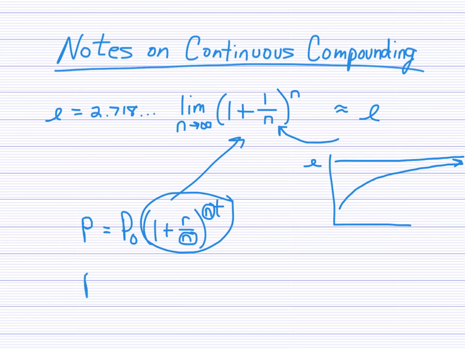And the formula becomes as simple as this. P sub 0, that's your initial investment, times E to the rate times time. And there it is. Principal times E to the rate times time. Let's do an example.